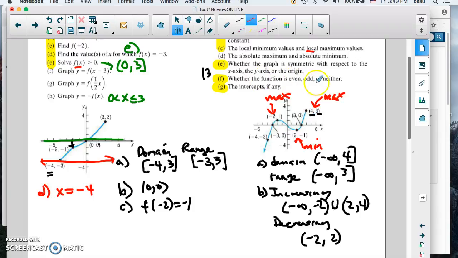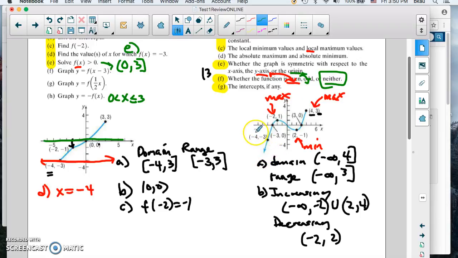Now, even, odd, or neither. Even functions are y-axis. Odd functions are origin. So since I said it was neither, this is my answer for the function type. It's neither. It would almost be odd. We'd have to extend it off in this direction or cut it off here.